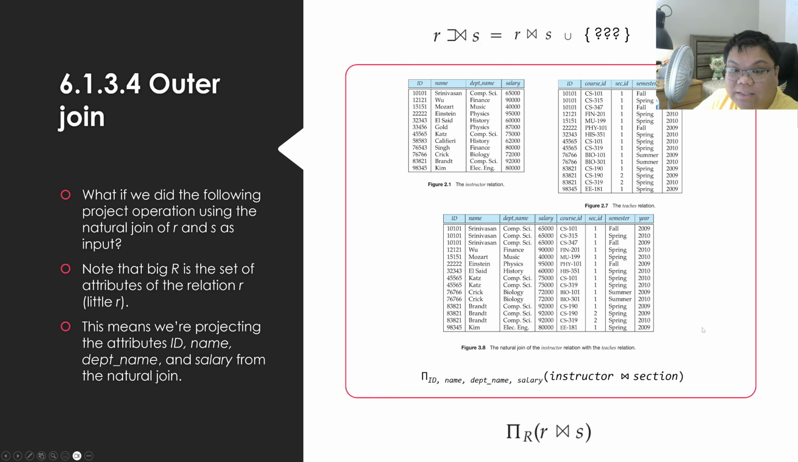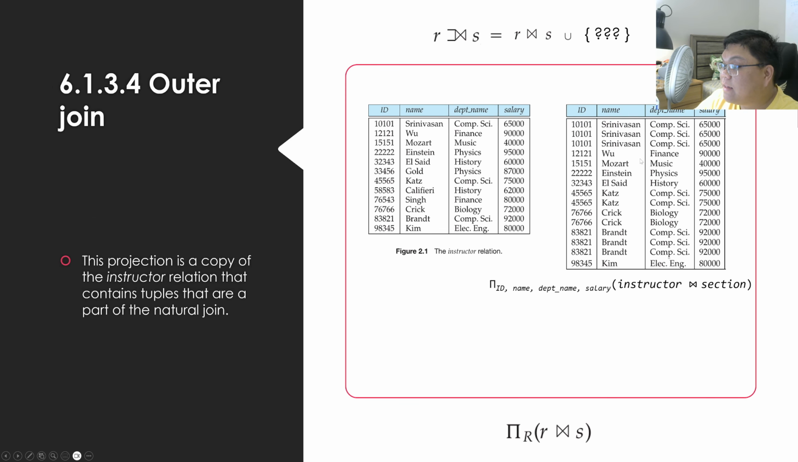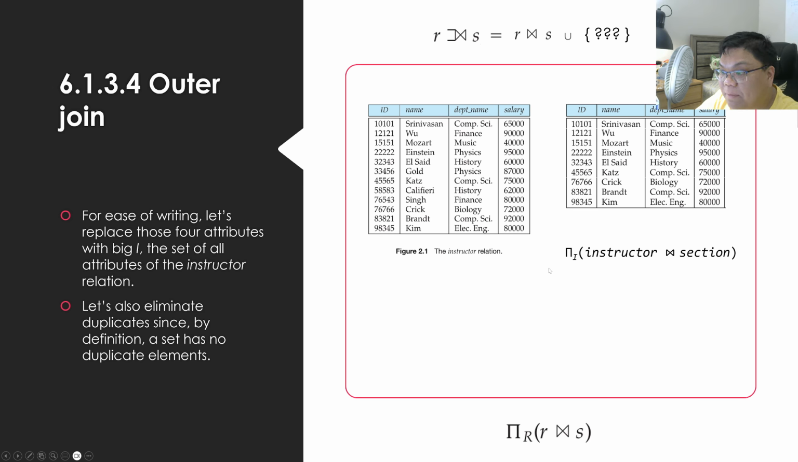So what if we did this? Well, the result is this table. So this is the instructor relation, and this is the projection of the natural join. Oh, by the way, I said previously that sets do not allow duplicates, and that is part of the definition of a set. We have a few duplicates here, so we actually need to simplify this a little further. I'm also going to simplify the subscript text here, so that big I represents the set of attributes in the instructor relation. So big I is just a stand-in for ID, name, department name, and salary.